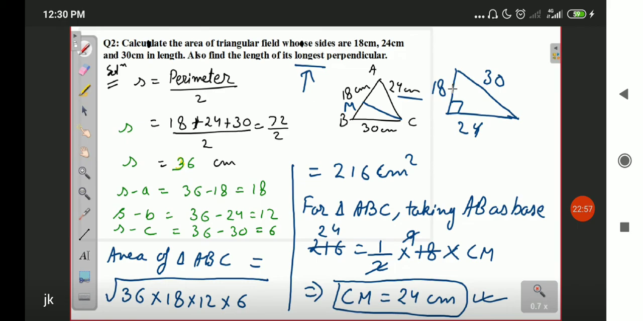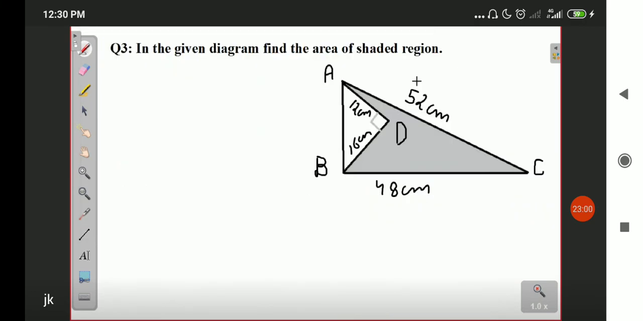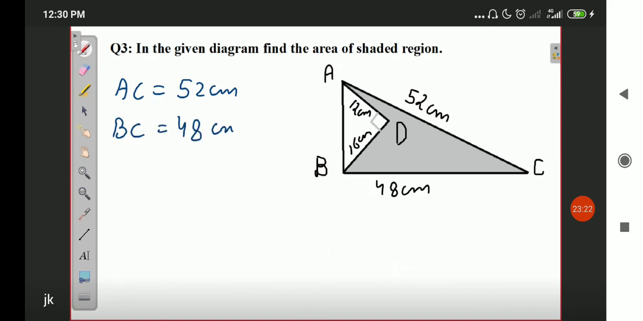Now there is one question that is for your homework. Please note the question and draw the diagram. I will write down the values as well. Value of AC is 52 centimeter. Value of BC is 48 centimeter. Value of AD is 12 centimeter. Value of BD is 16 centimeter. This question is to be done in your homework copy by yourself only.